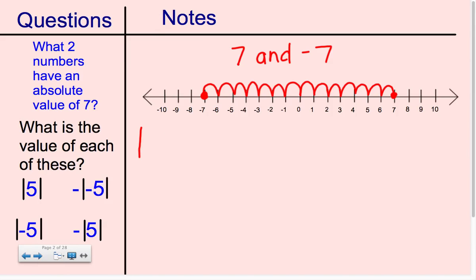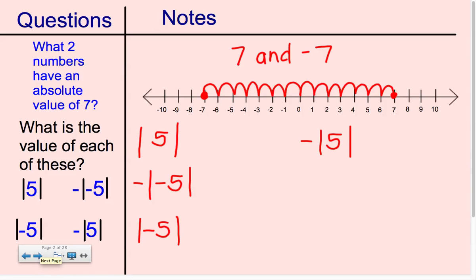What is the value of each of these? They want to know what is the absolute value of 5, the negative absolute value of negative 5, the absolute value of negative 5, and the negative absolute value of 5. Alright, so let's start with the first one. We know that absolute value is always positive because distance has to be positive. You can't go a negative distance. If you're traveling, you're always going a positive distance. So if I take the absolute value of 5, the distance from 5 to 0 on a number line would just be 5.